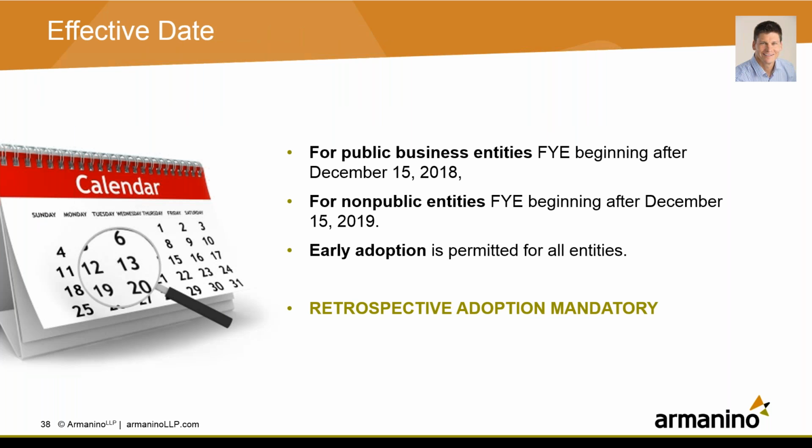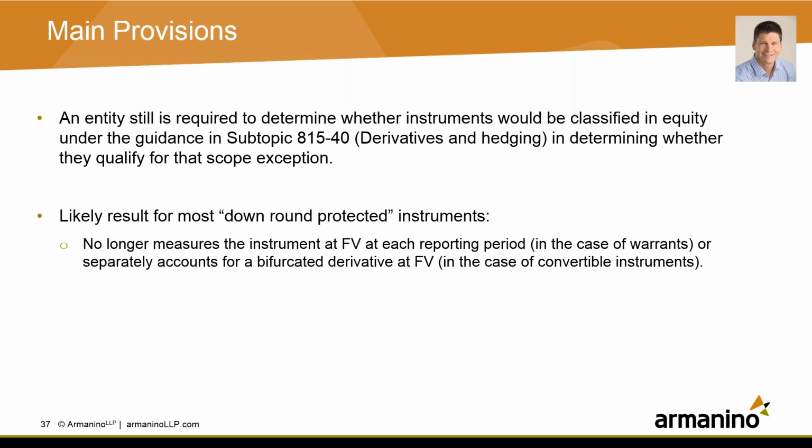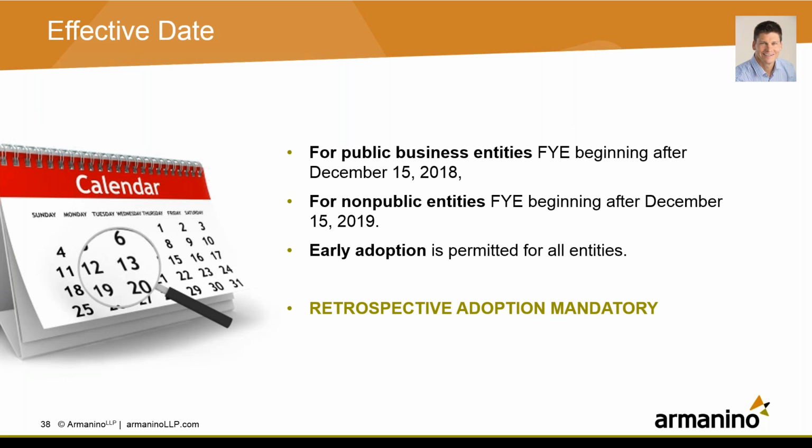And the good news here is that for down round protected instruments, you're no longer going to have to record those things at fair value. You still will, though, have to look at the other provisions of those instruments. Just because it's outside of down round doesn't automatically take you out of fair value accounting. There may be some other elements of that instrument that still put you inside of fair value accounting.